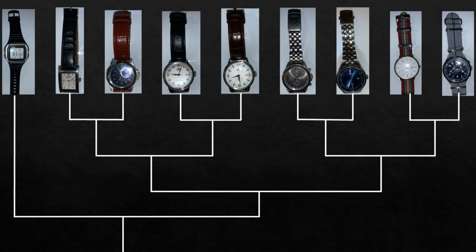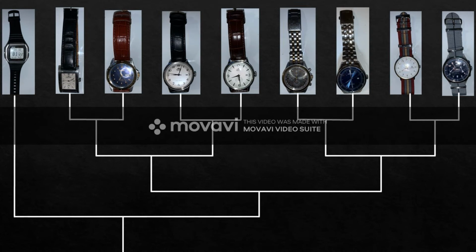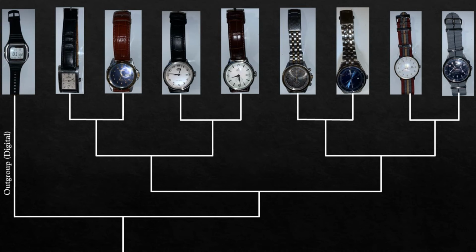Note that this phylogenetic tree is based exclusively off the physical features present in the watches and not the actual horological history of these features. We've established that the digital watch is the outgroup because it's the only watch with a digital face. The rest of the watches share a common ancestor, which has a traditional dial. This diverges into a group that has leather straps and a group that has non-leather straps.